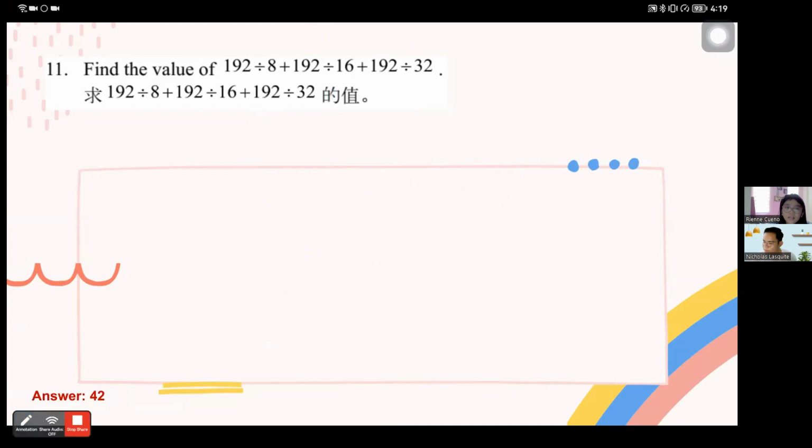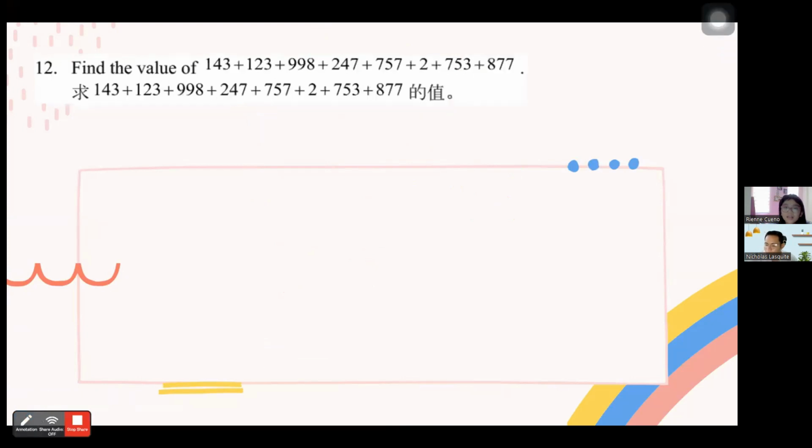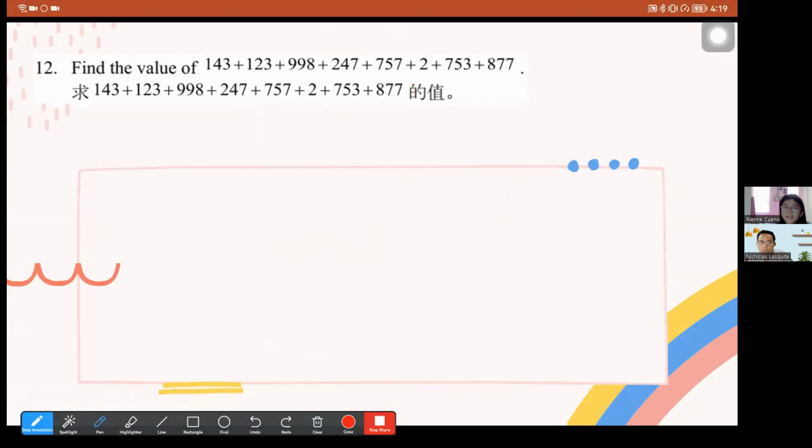Let's go to number 12. Okay, this one. Find the value of these numbers. Diba, we can do pairing? Okay, we can do pairing for this one, right? So we have 143 plus 757. We have 123 plus 877. Then we have 998 plus 2. And we have 247 plus 753, right? We can pair that one.